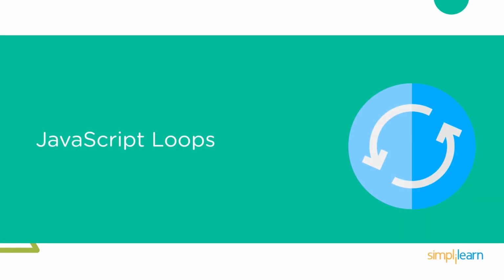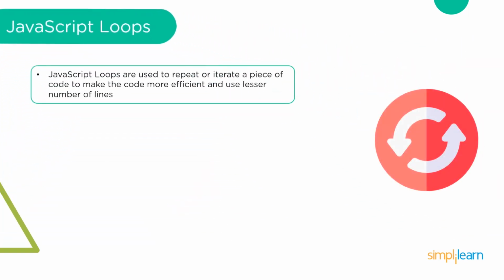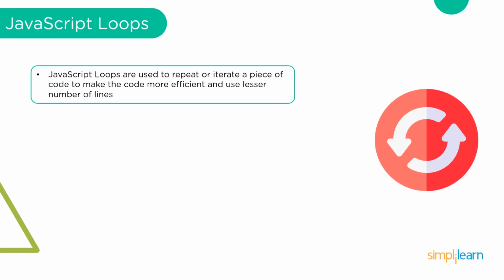Okay friends, so now we're going to talk about our next feature after the operators, which is JavaScript Loops. This is once again one of the very important features of any programming language. So what exactly are loops? Loops are basically designed to repeat or iterate some piece of code to make your code more efficient and use fewer lines.